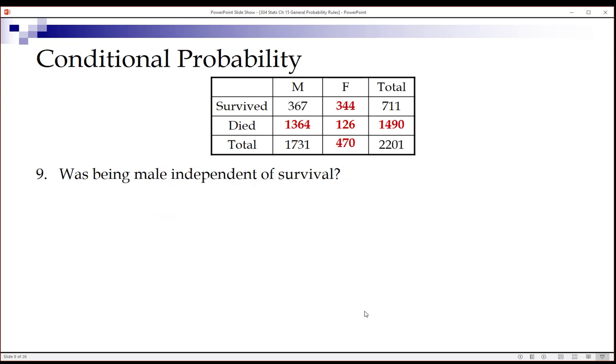So given this information, answer this question. Was being male independent of survival? And can you justify your solution? Pause the video now and see if you can answer this question.